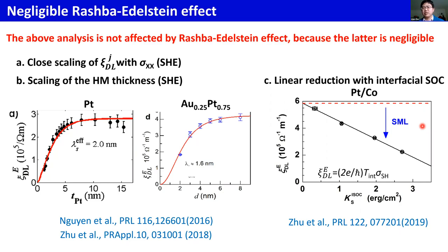But if you say this can also be a Rashba effect, then this Rashba effect should be a negative torque. And it should become negligible when the interfacial spin-orbit coupling becomes small, as in the Au-Pt sample. So the Rashba effect, if there is some, should be a very small effect and negligible. So this means the spin Hall effect is the dominant mechanism. Right, thanks.